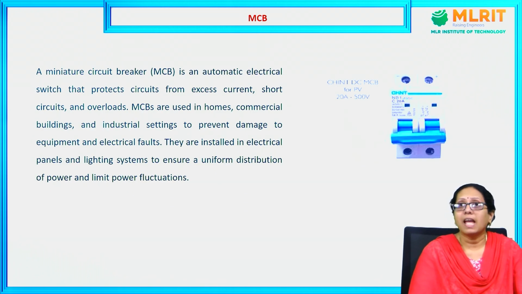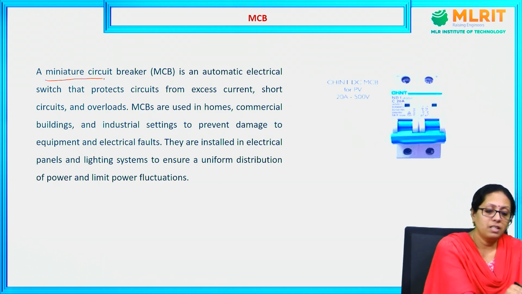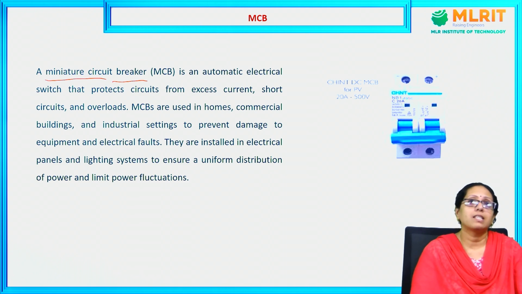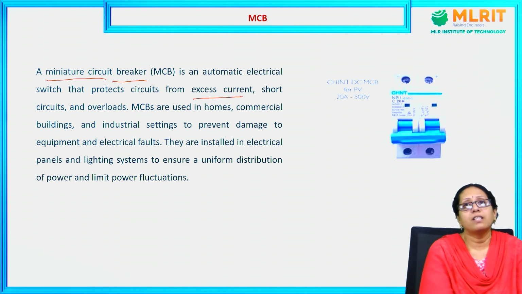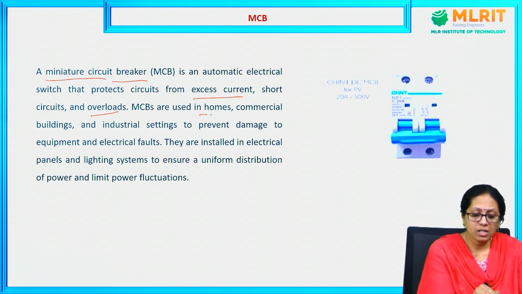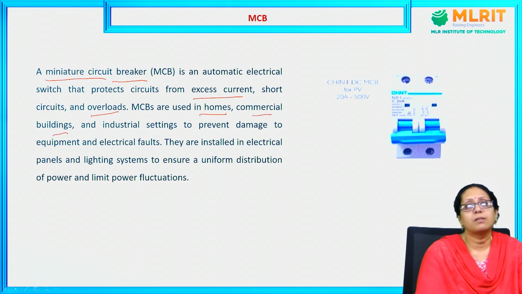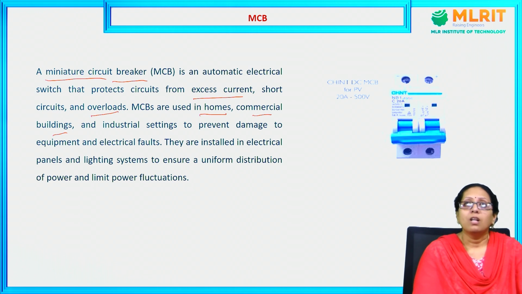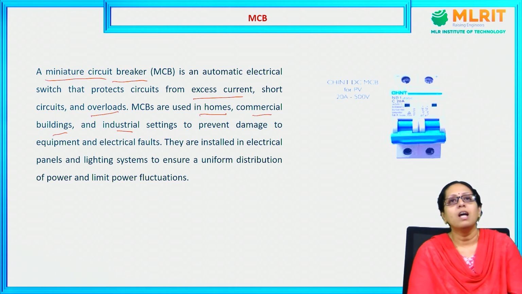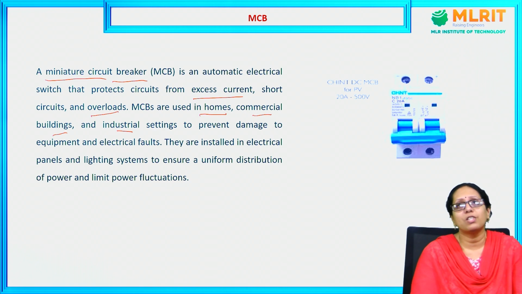Second device is the MCB. MCB is a miniature circuit breaker. A miniature circuit breaker is an automatic electrical switch that protects the circuit from excess current, short circuits and overloads also. MCBs are mostly used for houses, commercial buildings and industries also, but low capacity, small industries. For small industries, homes and commercial buildings, we will be majorly using this MCB or miniature circuit breaker.